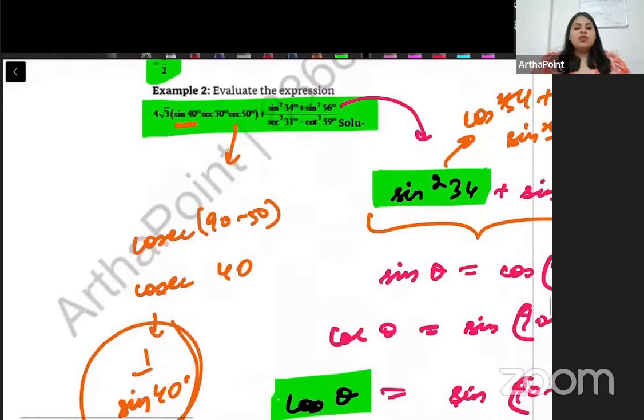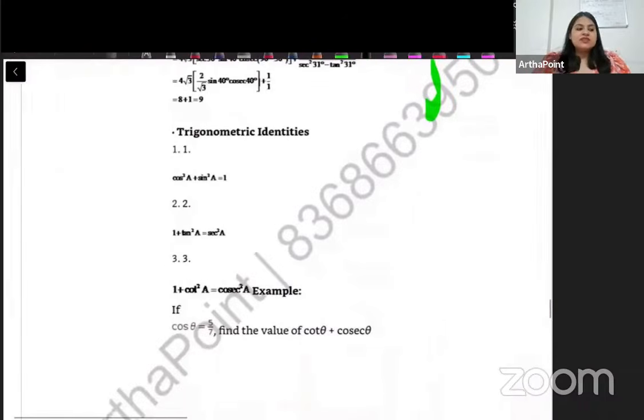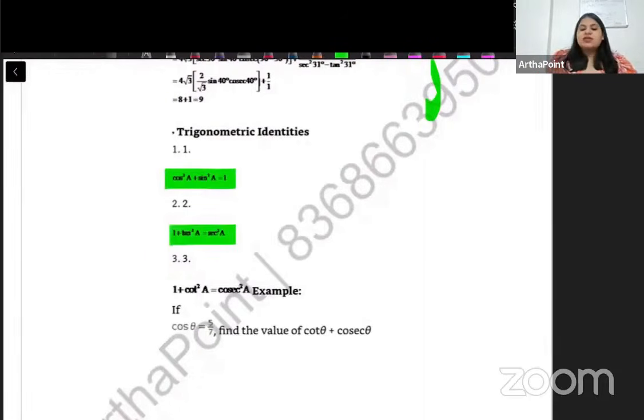Okay, now let us go ahead to the next question. And that is based on the trigonometric identities. So there are some more identities that you should know. The first identity is cos squared theta plus sine squared theta is 1. 1 plus tan squared theta is sec squared theta. And 1 plus cot squared theta is cosec squared theta. So these are the 3 important identities that you should go ahead and remember.